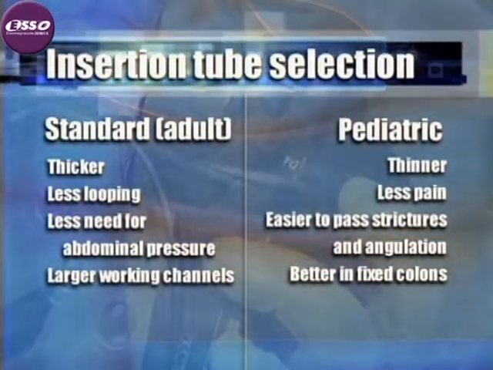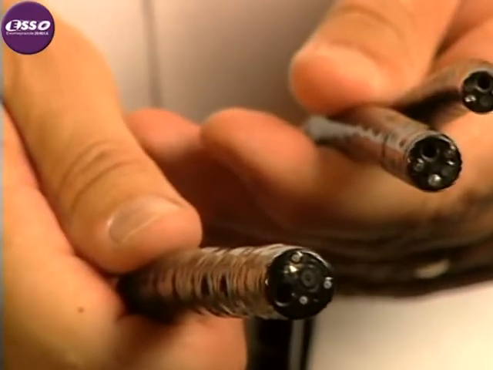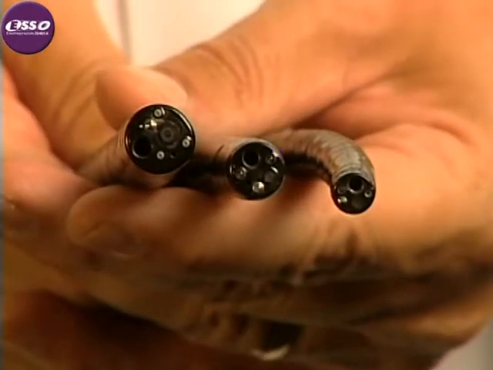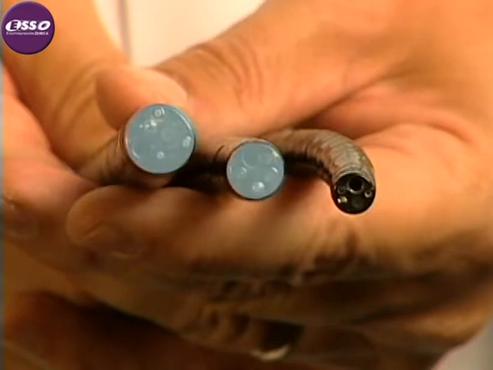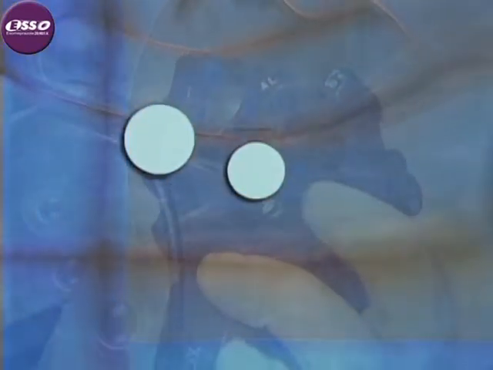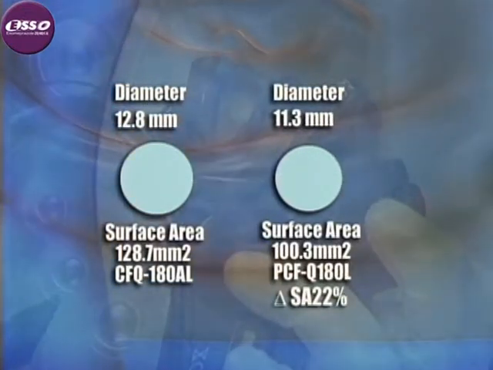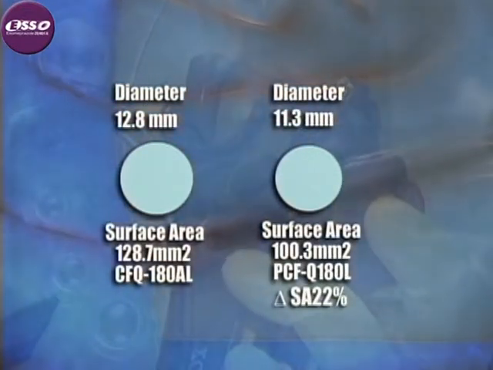In passing a stricture or sharp angulation, it should be remembered that even a small reduction in diameter can produce a substantial reduction in the cross-sectional surface area of the colonoscope tip, which is the critical determinant of ability to pass the stricture or angulation. Thus, moving from a standard insertion tube to a pediatric insertion tube is associated with a 1.5 millimeter reduction in diameter, but a 22% reduction in surface area.